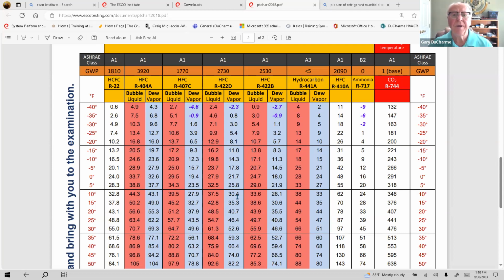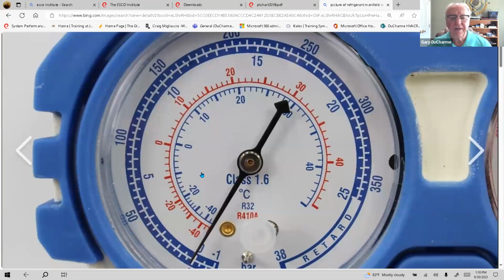So, for example, this PT chart is what we use in our manifold set. Now, here's a circular PT chart, basically. But this PT chart is something that we use for testing. And if we're testing with our pressure, which is on the outside curve here, going around, that is our pounds per square inch gauge. This is a refrigerant gauge. This refrigerant gauge on the inside is our temperature. Okay, so this is a PT chart in circular form.